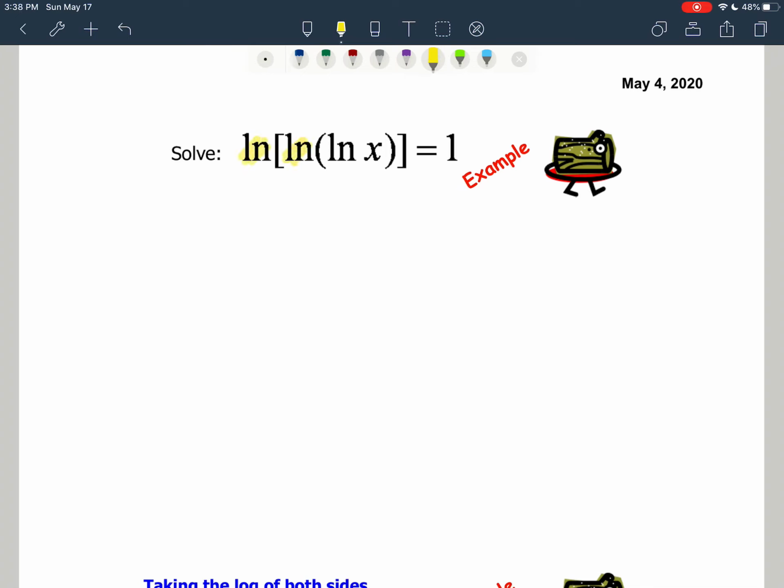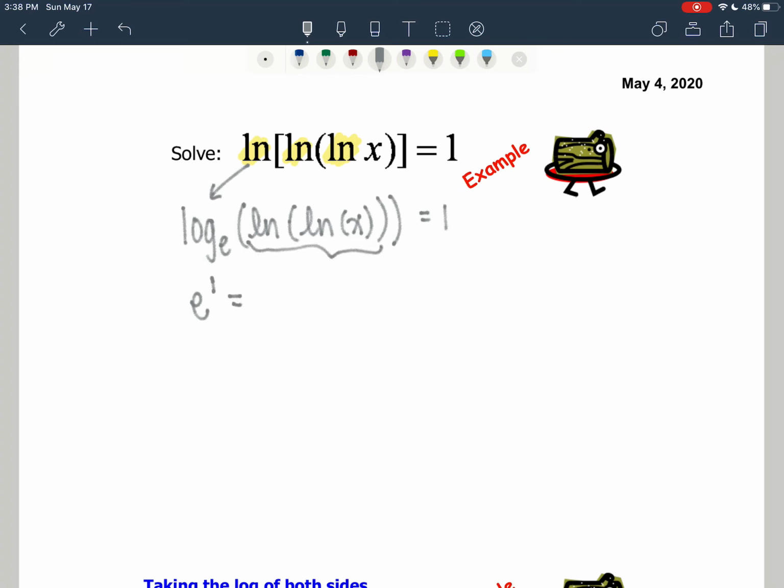Okay, if you're coming on back and you think you've got an answer, fantastic. If you need a little bit of help, I'm going to rewrite the first natural log as log base e. That just helps me see the logarithm a little bit better. Okay, so I've got e raised to the first power is equal to the argument of the natural log of x.